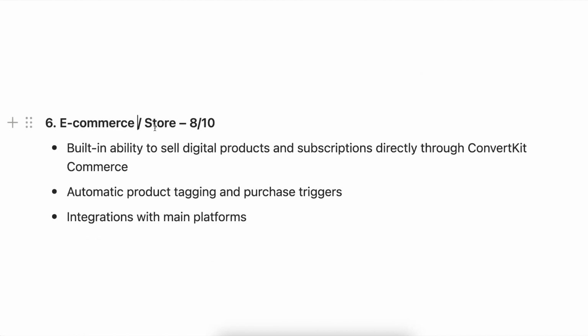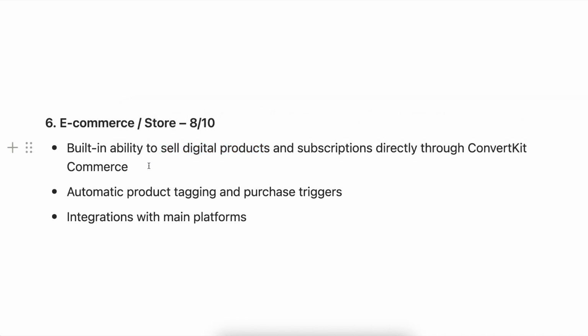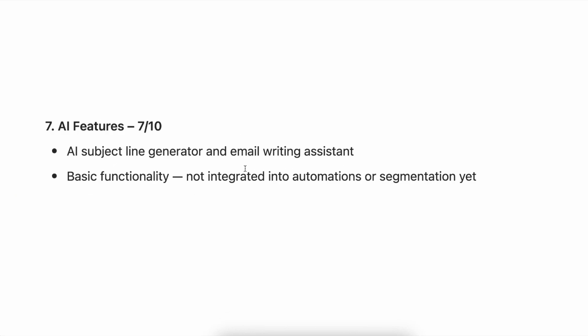When it comes to e-commerce and selling, basically you can create digital products directly and sell them through Kit. They have ConvertKit Commerce. And aside from that, you also have integrations with all of the main platforms, Shopify, WooCommerce, and auto product tagging, purchase triggers, things like that. So there are some e-commerce automations, but again, it's not an e-commerce email marketing platform per se. So I'll give it an 8 out of 10.